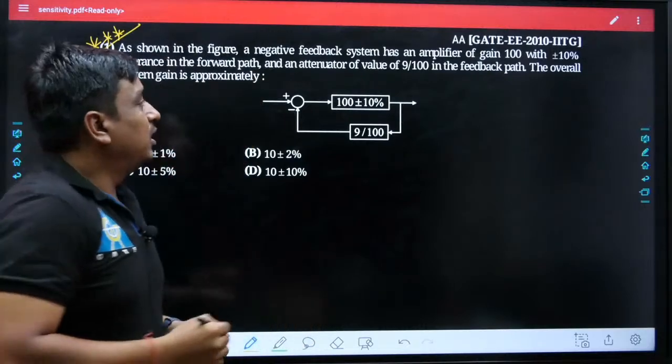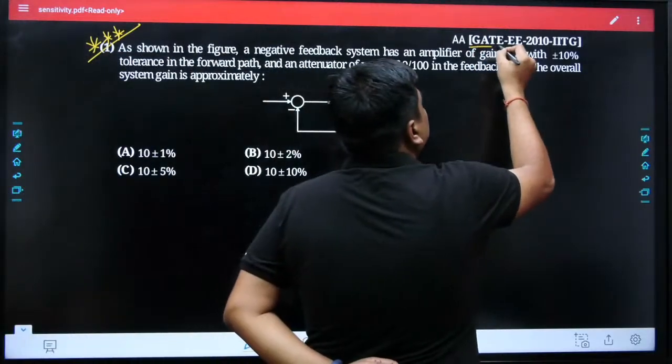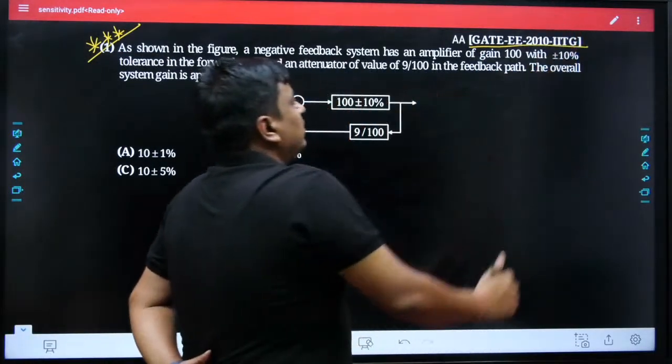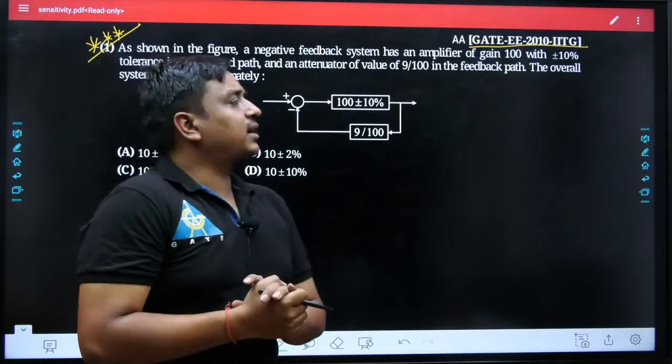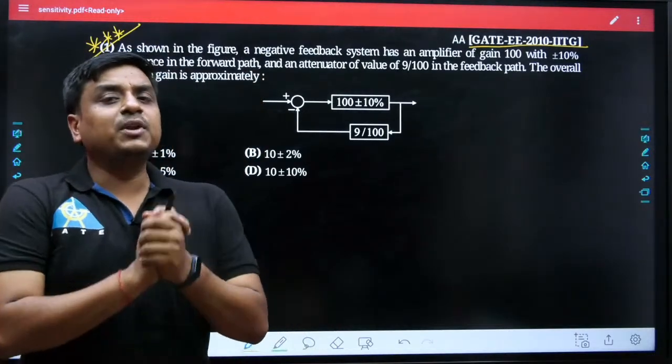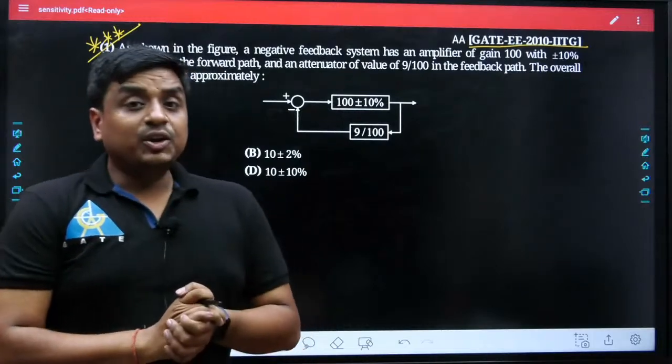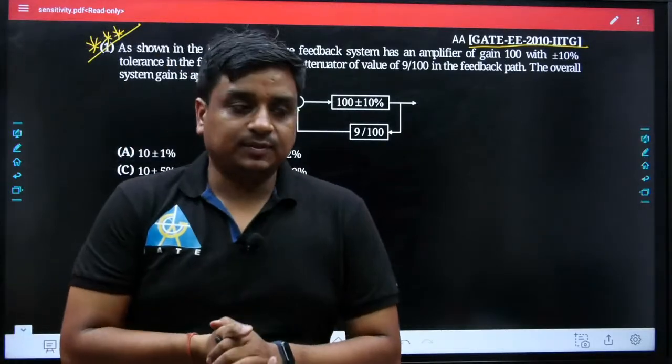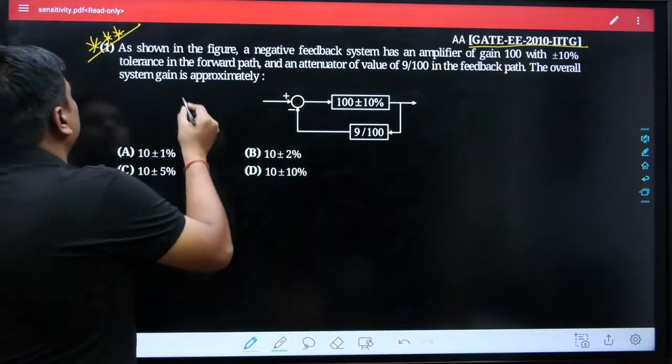It is a very well designed problem. Agree? Anyways, this question came in GATE Electrical in the year 2010, and the problem was designed by IIT Guwahati. So let me read the problem word by word, and we'll try to conceptualize what the problem exactly says. Yes, try to understand what the problem states.